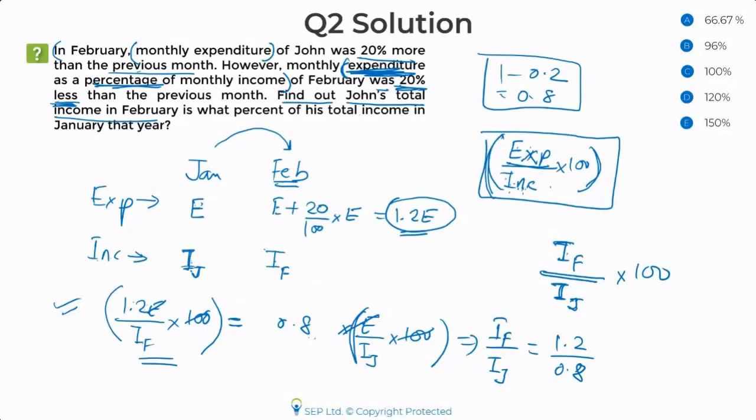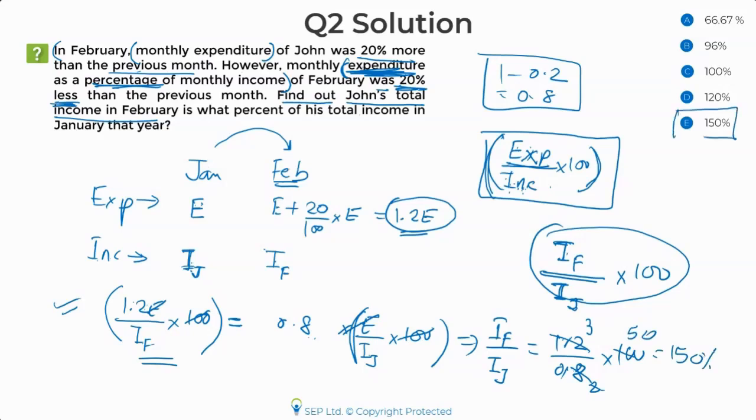Now, once I have got the 1.2 by 0.8, I can multiply this by 100 because I'm looking for this only. So I can multiply this by 100 and find out my answer. Now, if you cancel this by 4, you would get 3 by 2, and this 50 would give you 150%. So the answer in this case would be option E. So I'll again pause for 30 seconds. If you have any questions, please feel free to ask.